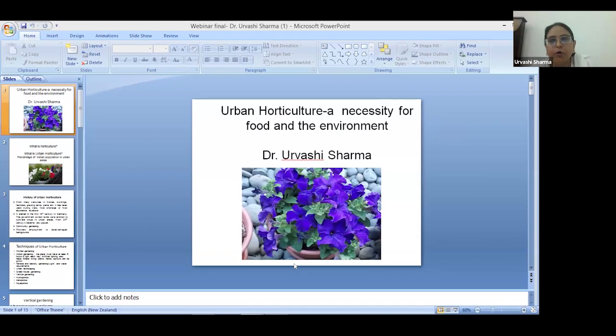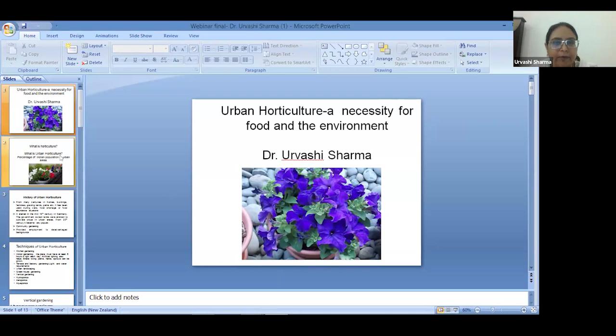Here I am to speak on urban horticulture, which is a real necessity for the food and the environment. I have put a picture of one of my plants here, which is petunia in a container, because as we all know, in urban horticulture, we usually use containers, and I've added some pebbles for the beautification. So in this way, our environment and my house looks beautiful. So that was the motto behind putting this photo. Now I move to the next slide.